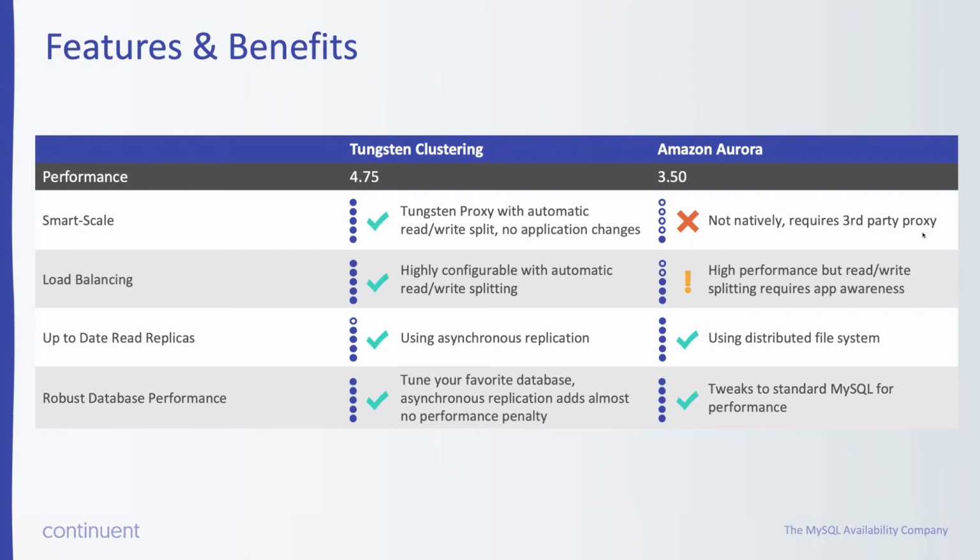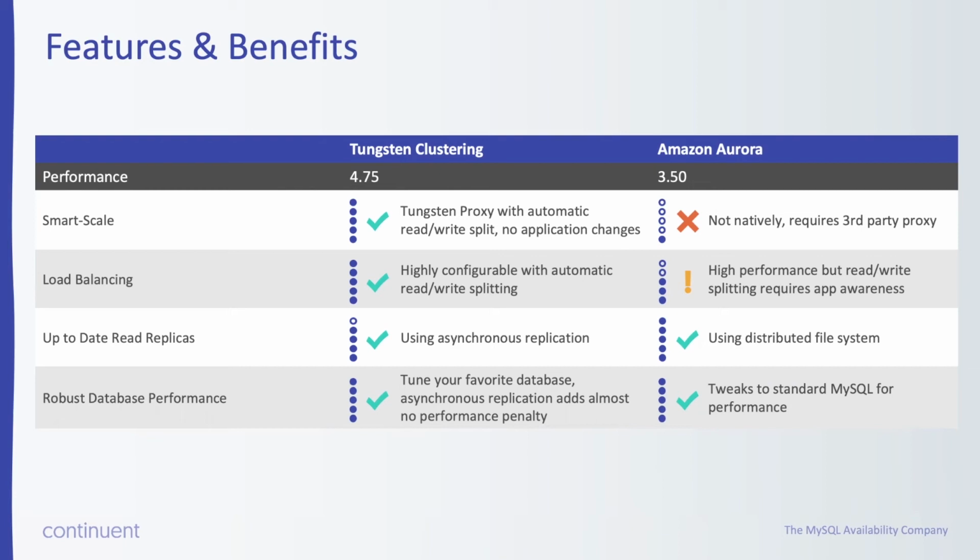Let's compare some of the performance features between these two clustering solutions. One is called Smart Scale, and that's automatic read-write splitting. So, do we have a system where your applications can automatically have their read requests routed to a replica? And the application really doesn't need to do anything. With Tungsten Clustering, that's possible because it includes the Tungsten Proxy, and that's the intelligent proxy that allows this to happen, where it inspects the SQL and forwards reads to a replica. And that obviously keeps the load off your primary.